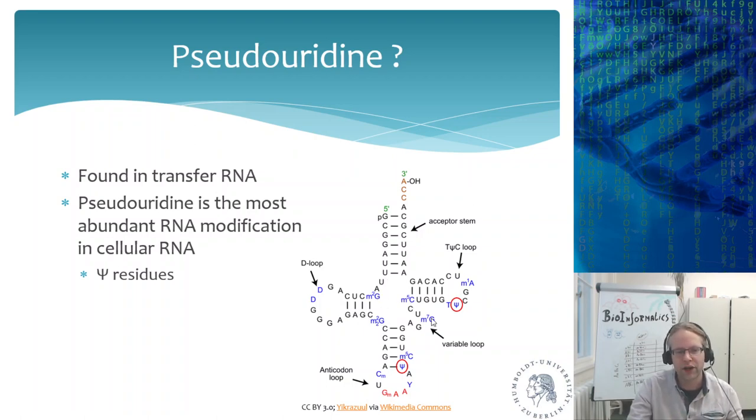There are different methylated G bases in there as well, and this is to make sure that it folds properly. These phi residues here are very important to make the tRNA able to bind properly into the ribosome.